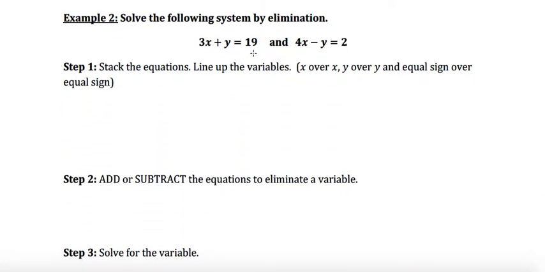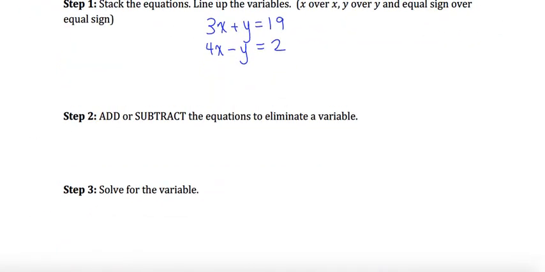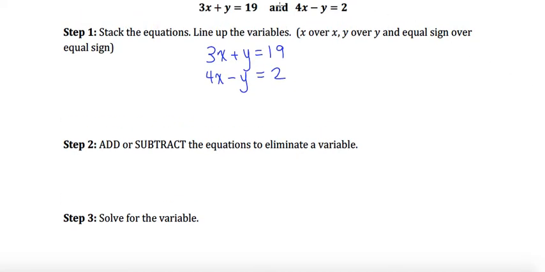Example 2, we want to solve the following system by elimination. So I have 2 equations, 3x plus y equals 19, and 4x minus y is equal to 2. I want to stack up my equations, so I'm lining up my equations one over top of each other, x over x, y over y, and equal sign over equal sign. So now what I want to do is determine whether I need to add or subtract. And I need to think about, first of all, which coefficient is the same. So the coefficient in front of my x's are different, but the coefficient in front of my y's are the same. So I'm going to eliminate, in this case, my y.